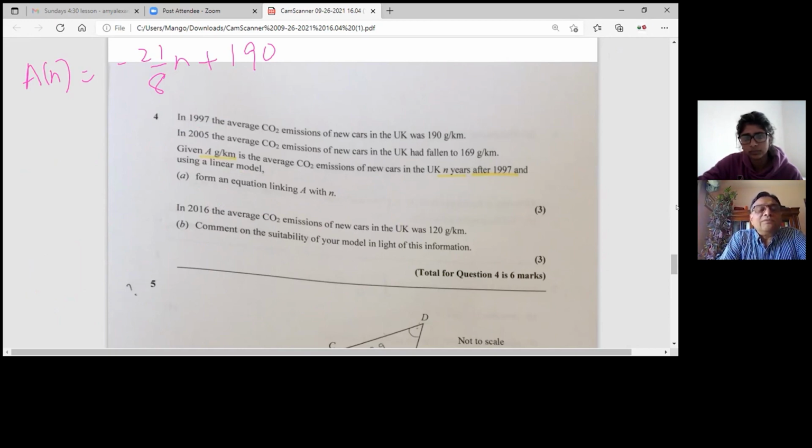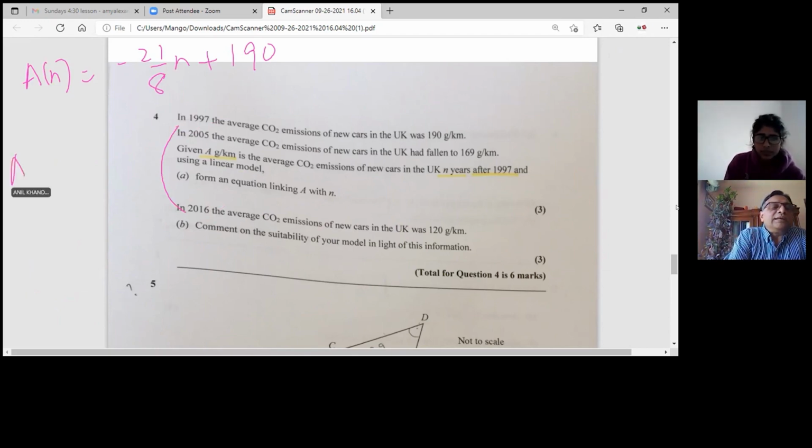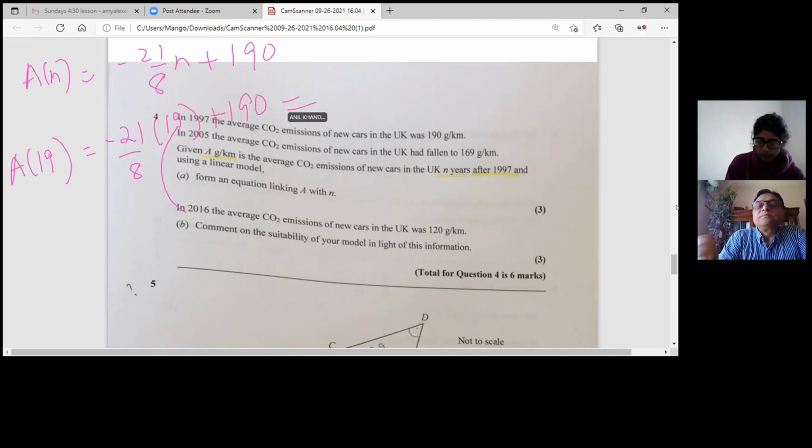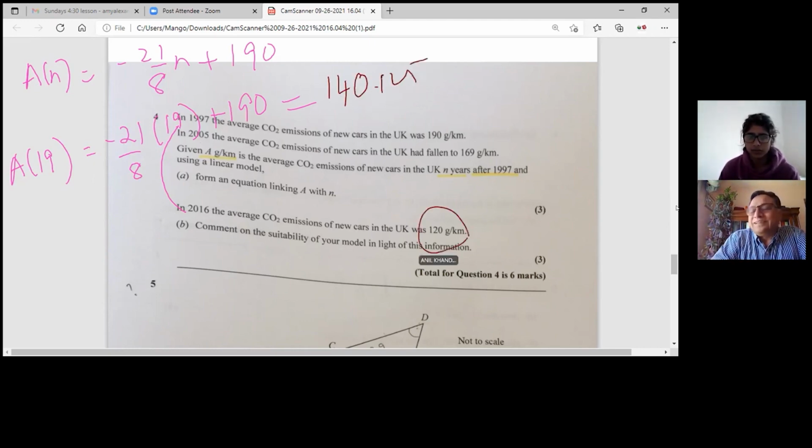So 2016 will be how many years after 1997? 3 plus 6 is 19. So find what is A of 19. Calculate. So minus 21 over 8 times 19 plus 190. What do you get? Oh, does that look right? 140.125. 140, right? But we have 120, correct? So that means they improved, right?